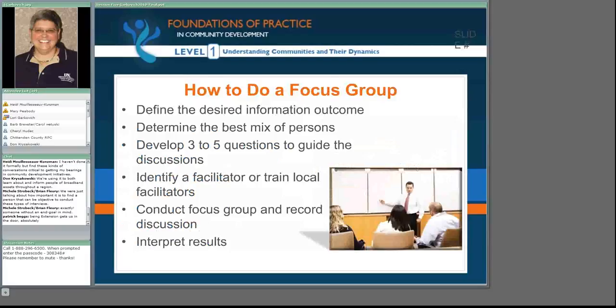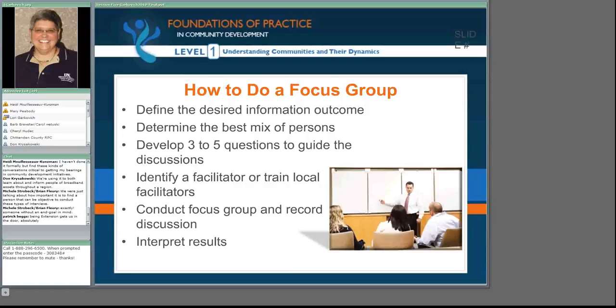So how you do it: you think about what you want to have come as an outcome from it. What do we need to know in our situational analysis from this focus group? You need to figure out who's going to be there, who you are going to invite. Is only one focus group possible, or do we need to have several of them?